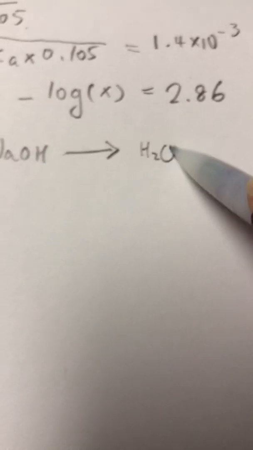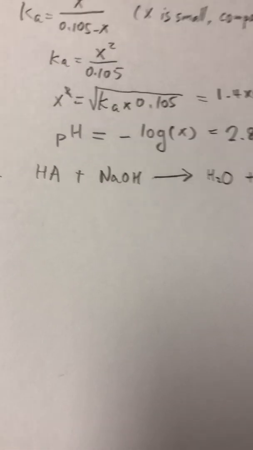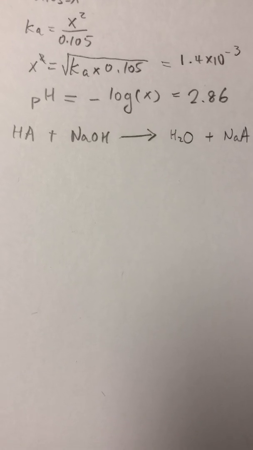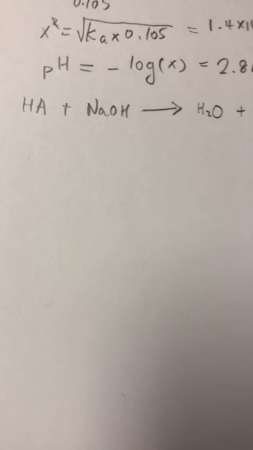HA, the weak acid, plus sodium hydroxide. You can simply write sodium hydroxide, giving you, this time, a single arrow, which talks about a complete chemical reaction, H2O plus sodium acetate, which is sodium A. Then in here, if you really want, you can use the so-called BCE table to deal with the amount of substance instead of the concentration.